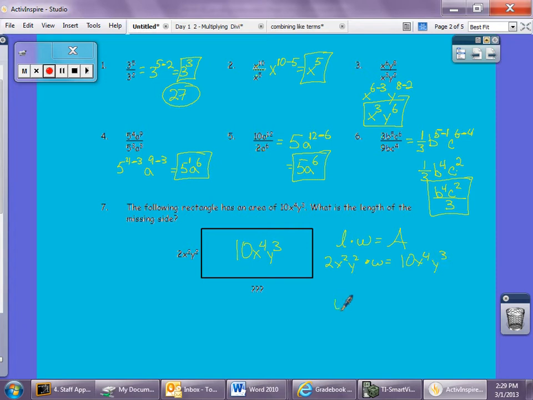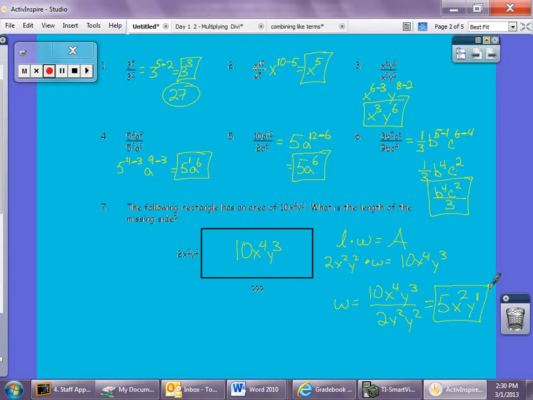So we can say that the width is equal to 10x to the 4th y to the 3rd divided by 2x squared y squared. So now to solve this, we know that 10 divided by 2 will give us 5. So that's going to be 5. And we know that 4 minus 2 is 2, so that's 5x squared. And 3 minus 1 is 1, so y to the 1st.